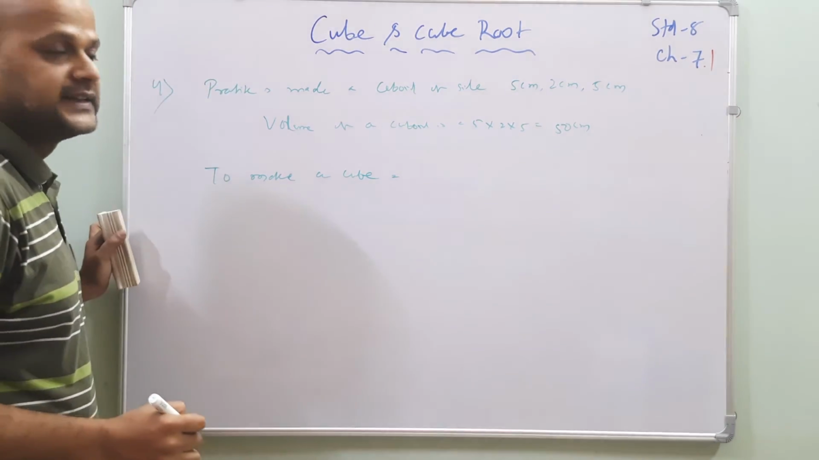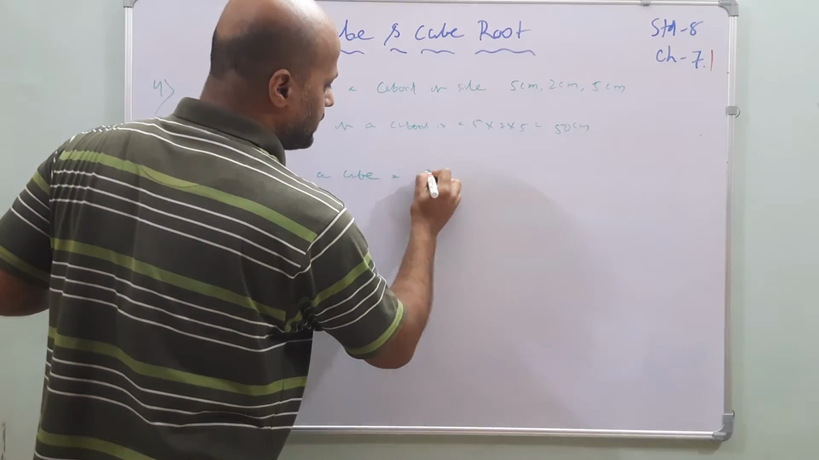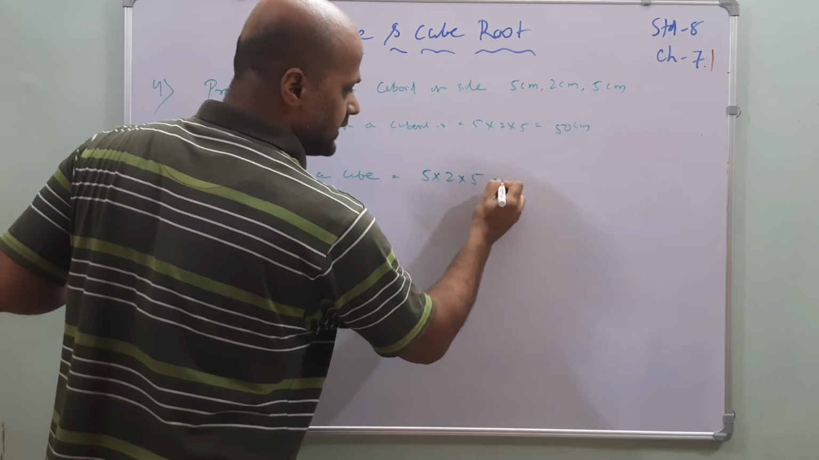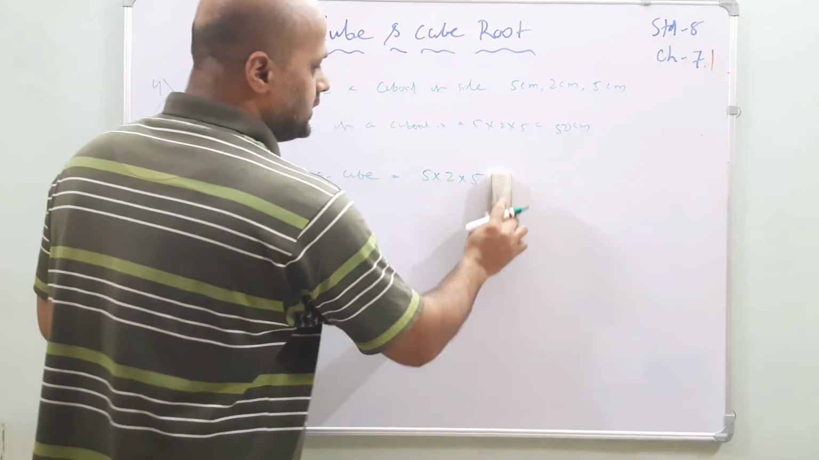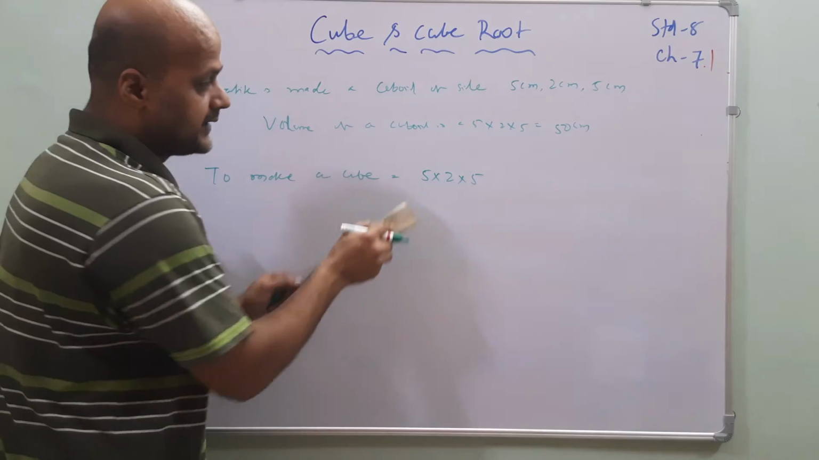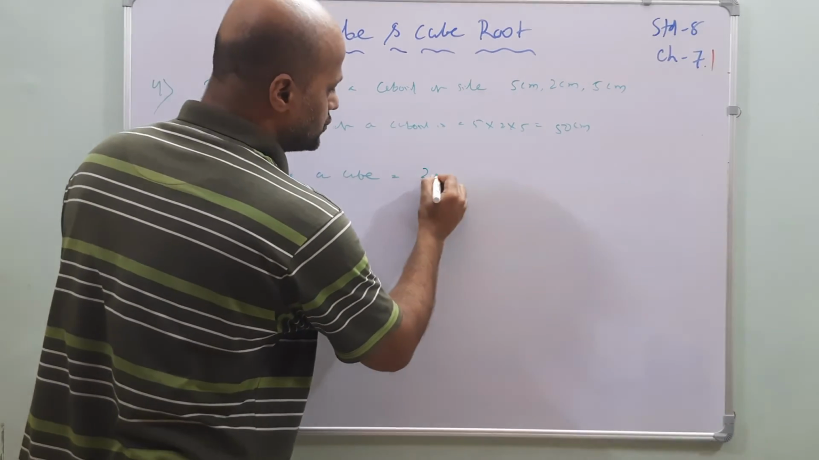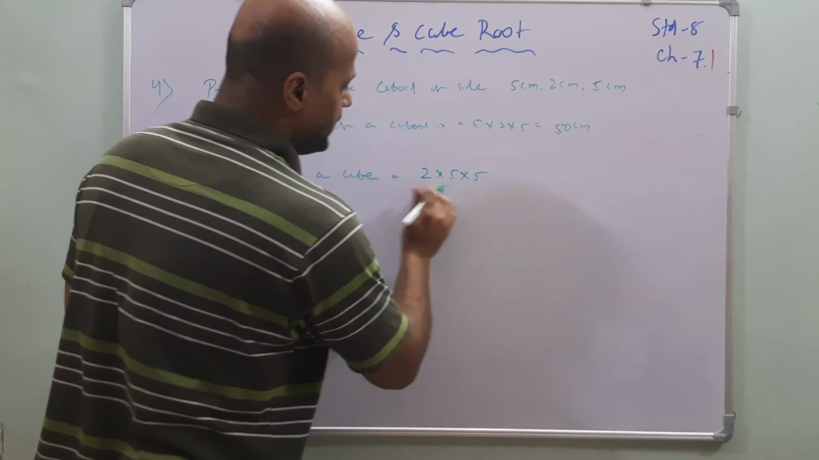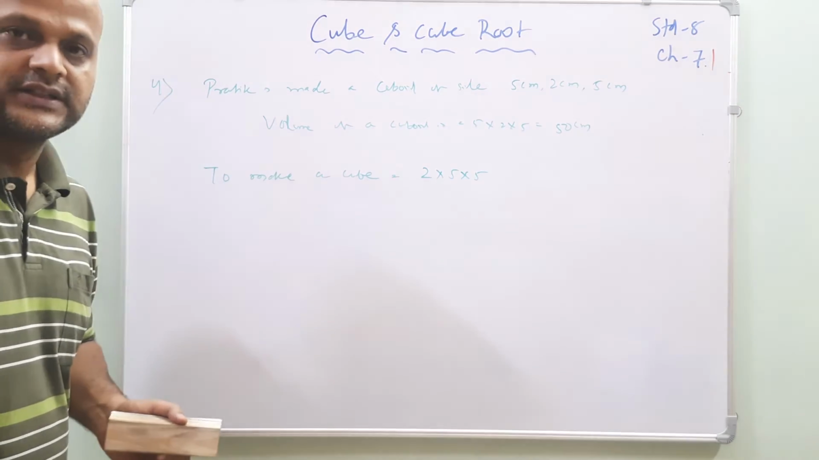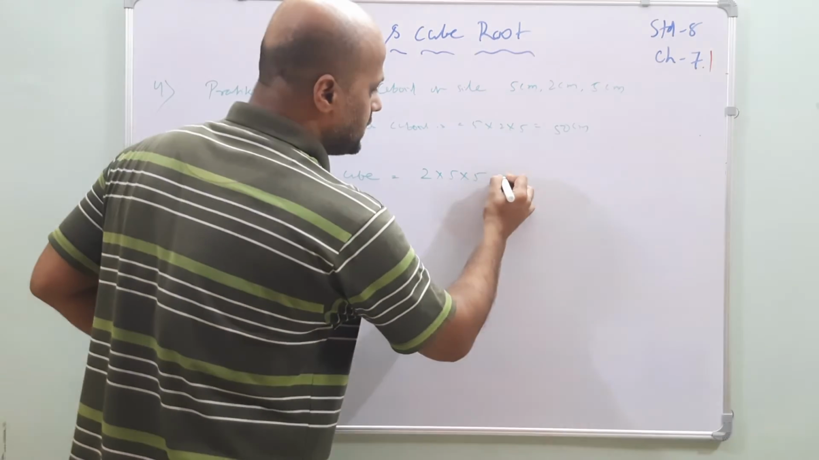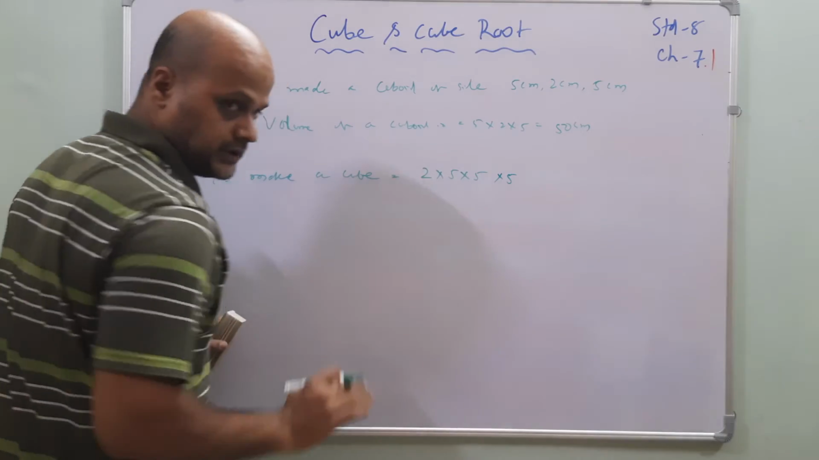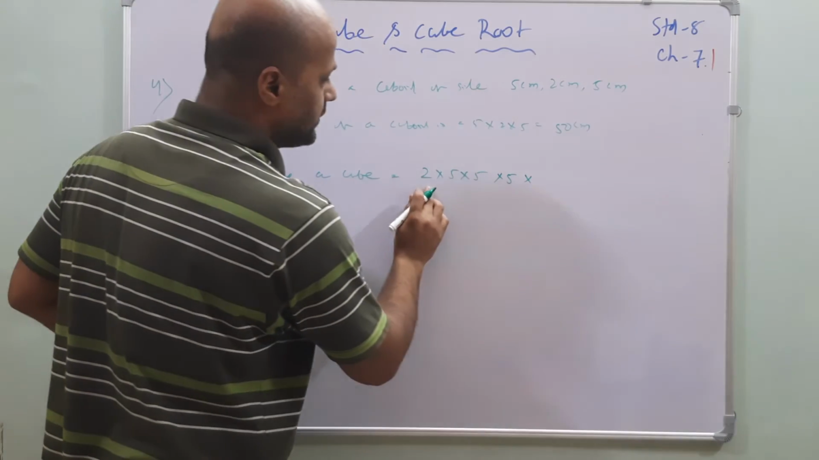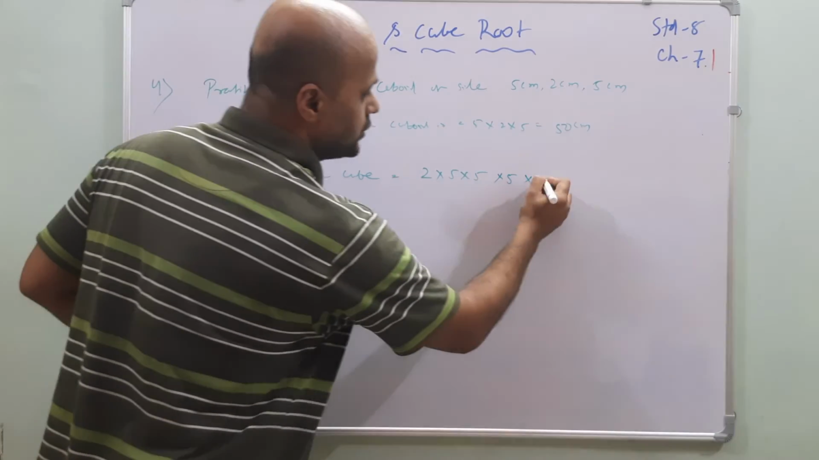Already it is given, 5 into 2 into 5. But write in ascending order so that you can easily understand: 2 into 5 into 5. To make this a cube, what numbers are required? Another 5 is required, yes or no? And another 2, 2 more 2s are there.